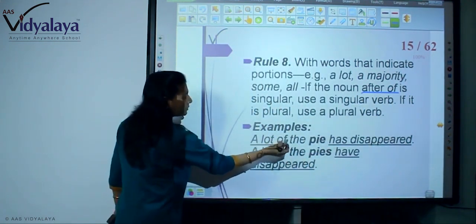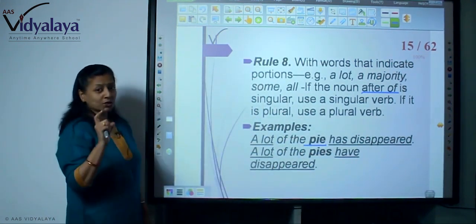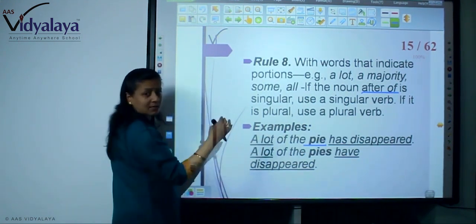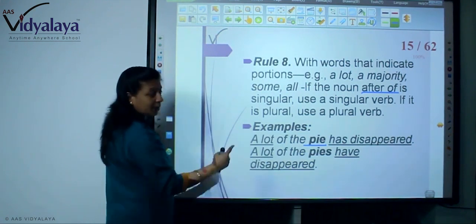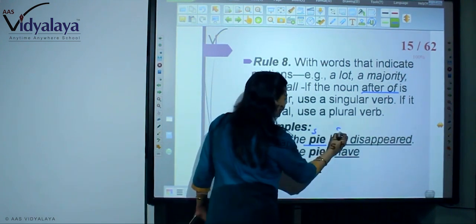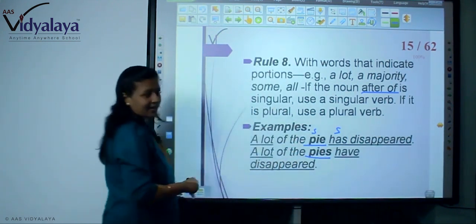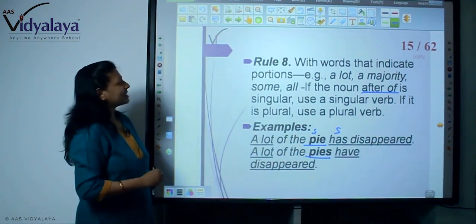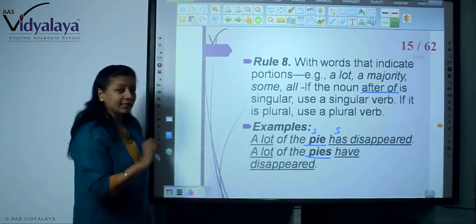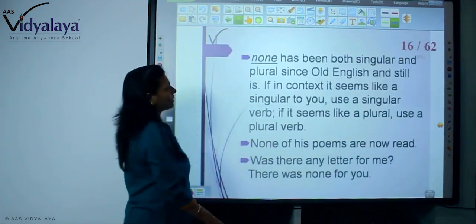See, "a lot of the pie". Because "a lot of" is there, indicating portion, the subject is not before the "of"; the subject is after the "of", and according to the subject your verb will be. So as this is singular, it is "has", and "a lot of the pies" is plural, so this is "have", right? Very easy to understand, but you will have to go through the slides again and again and read the chapter continuously so that you will get this type of thing.